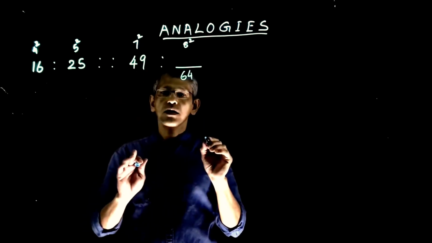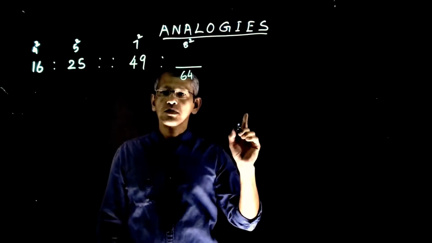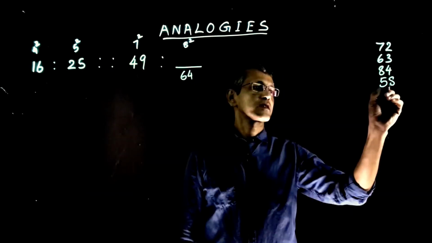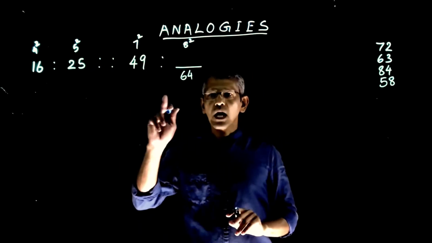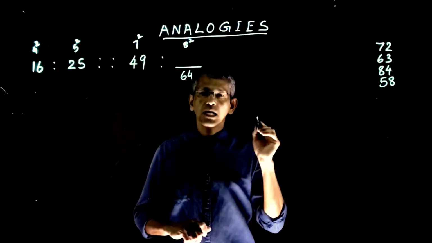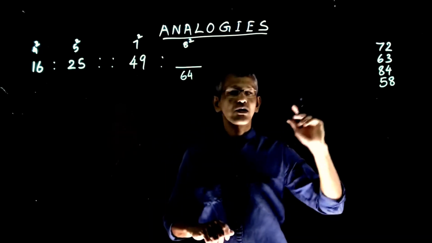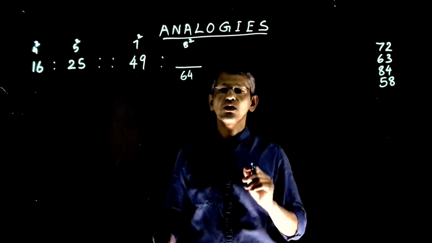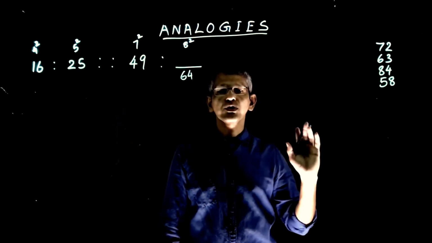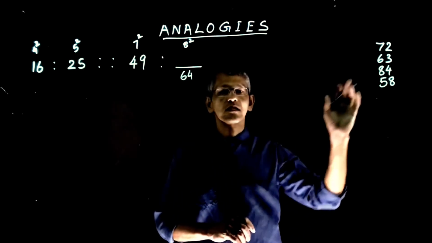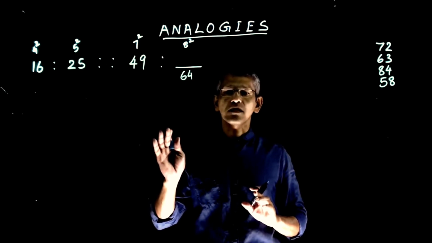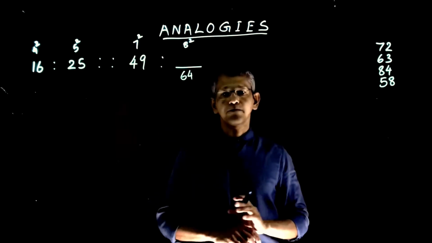It's perfectly all right. There's nothing wrong with the answer. But at the same time, we have to look at the given answer choices as well. Among the given answer choices, we don't have 64. The next possibility that strikes our mind is that the nearest answer is 63. If the question asks for an approximate answer, then 63 is the answer. But in this case, the question is asking for the exact answer.